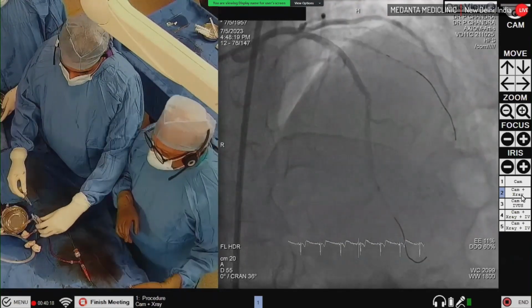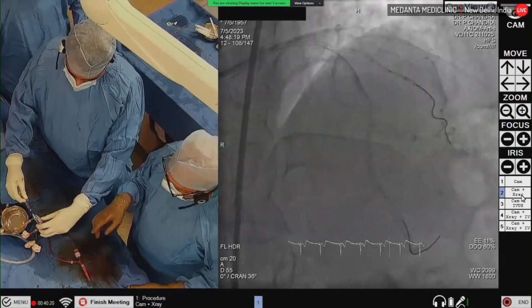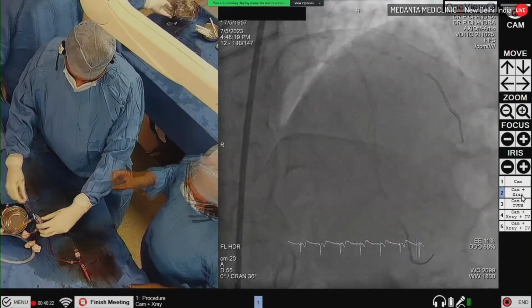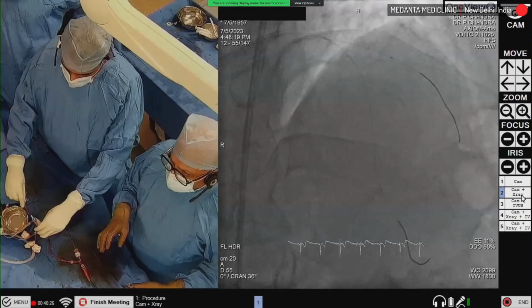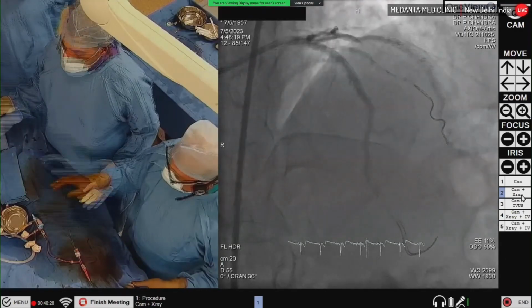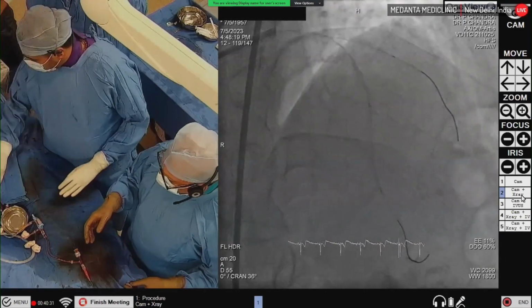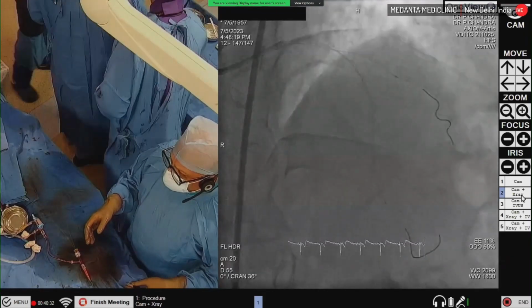Heart rate is 48, 46. So it is typically a vasovagal thing because these patients are sometimes fasting. It's 4 o'clock in the evening, 4:30, so that may be the reason. Okay, so we'll see. Give some saline, please. Let's give some saline first.